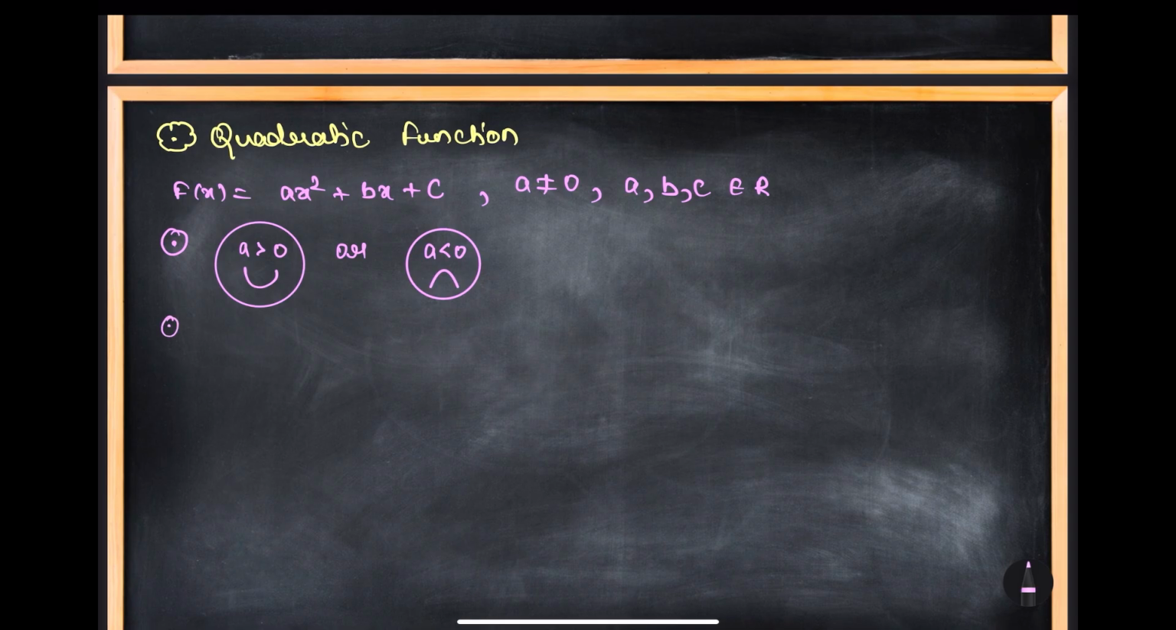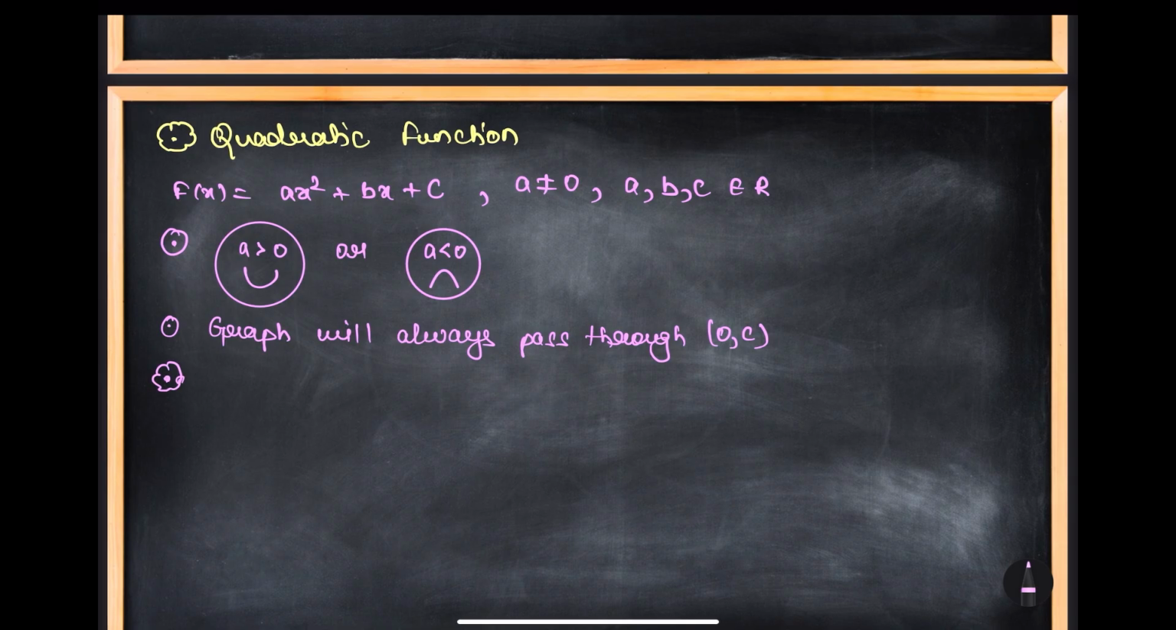Now the next point is, the graph will always pass through 0 comma c. So you know that while drawing a graph, we in general used to take x as 0. So if you put x as 0, this thing will become 0, this thing will become 0. So you will be left with c. So the graph will always pass through 0 comma c.